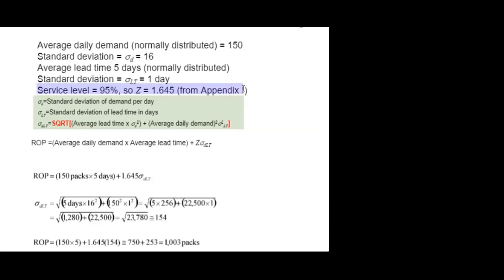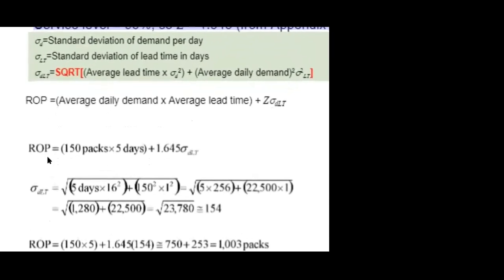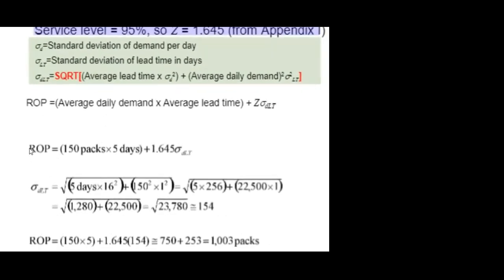So we already know that we can use 1.645. The questions on the exam will always tell you how many decimals to round to. So I just copied and pasted the formula for this type of problem here, so you don't have to go back up there, and the calculations are available here for you. So we have the ROP as 150 times 5. These are the averages of demand and lead time, plus 1.645, which is the Z value, times the sigma of DLT. What's the sigma of DLT? We just calculate that. 5 days times 16 squared, plus 150 squared times 1 squared. And you just calculate and add them up. You're going to get 154.